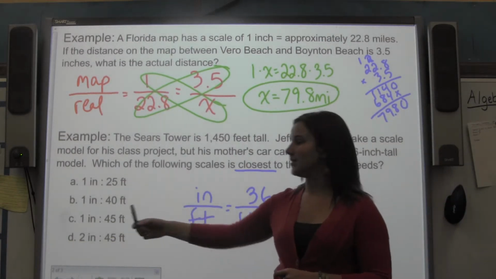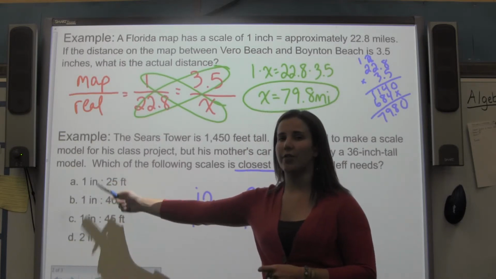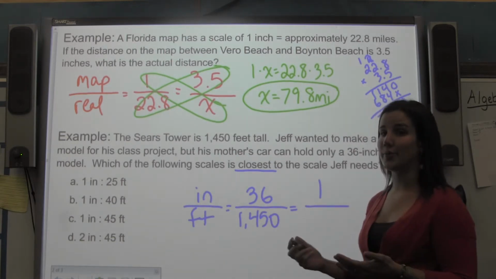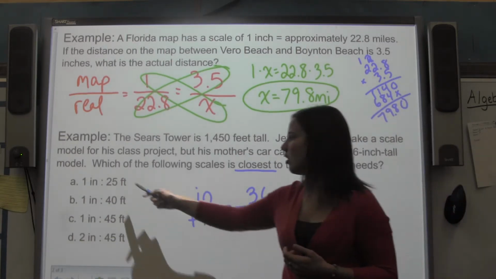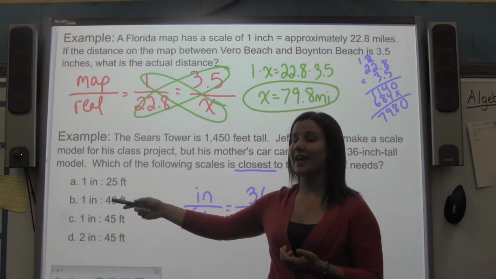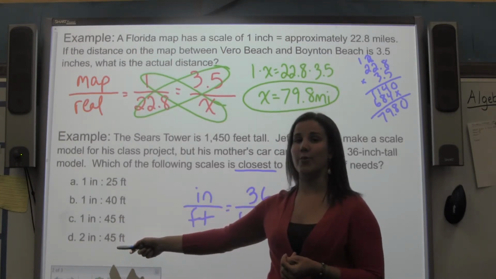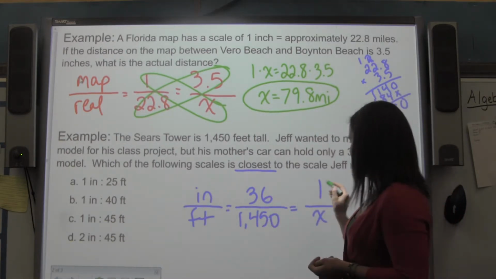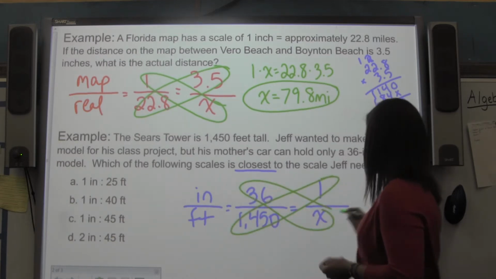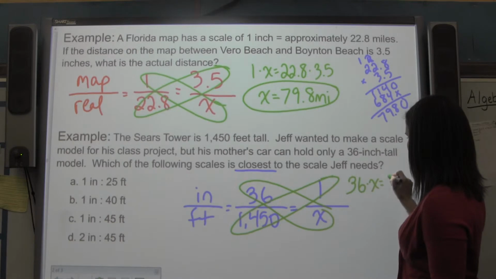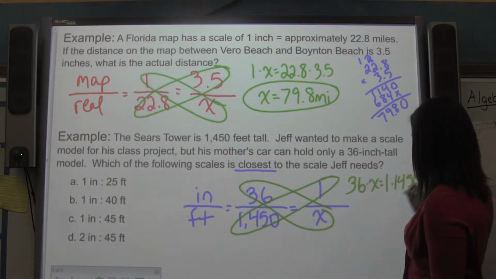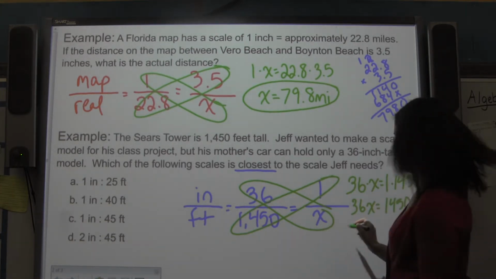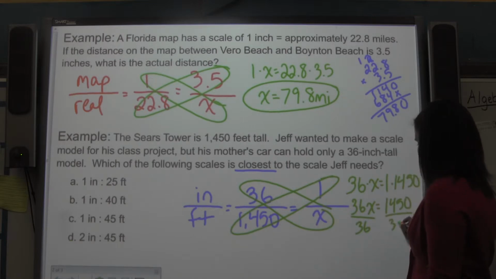Now when I look at these options, I see that the scale has 1 in the numerator of 3 of the 4 options. So what I'm going to do is set this as a proportion where 1 is in my numerator, and hopefully this denominator will be close to either 25, 40, or 45. If it's not, I can go back and try with a numerator of 2 to see if this last option is right. So I'm going to start by doing this. I'm going to look at my cross products here, where I have 36 times x equals 1 times 1450, which means 36x equals 1450. And I'm going to divide by 36, solving this just like a one-step equation.